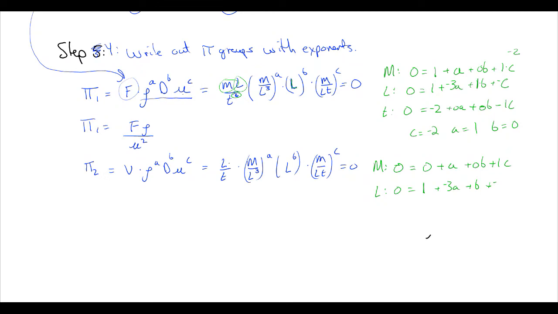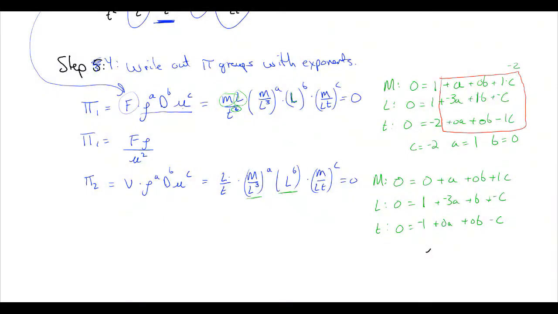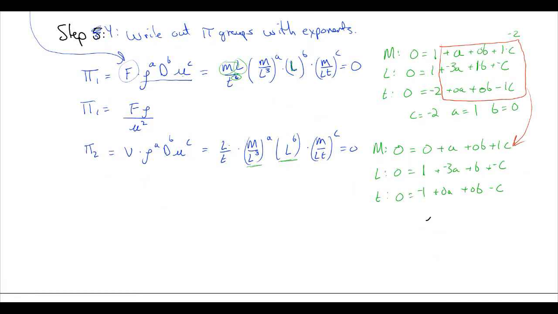We have nothing for B, 0B. And we have negative 1 for C, so we're going to have a negative C here. Now you'll notice actually that everything here stays the same. We use this same thing over and over and over again, so you can save some time and just copy those down. But it's good to do it twice in a row.